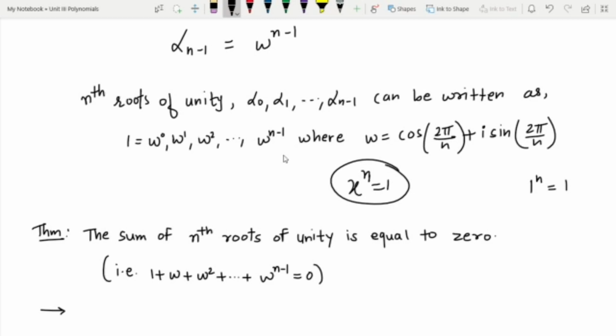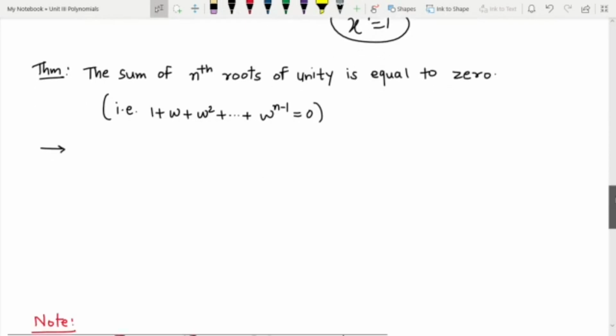Similarly, omega is also going to satisfy this equation, x raised to n is equal to 1. Therefore we are going to have omega raised to n is 1. Similarly, we will have omega raised to 2n is 1, because omega square will also satisfy it, and this will be continued. Okay, but for this theorem this will be required, that is omega raised to n is equal to what? 1. So just keep it in mind.